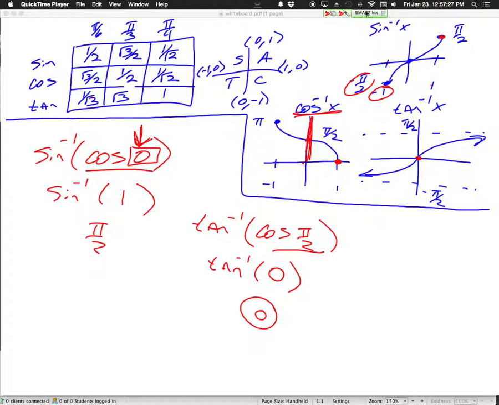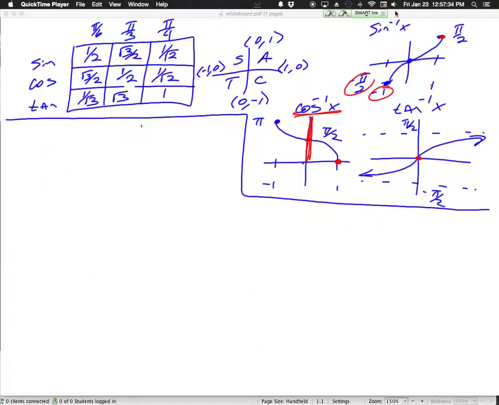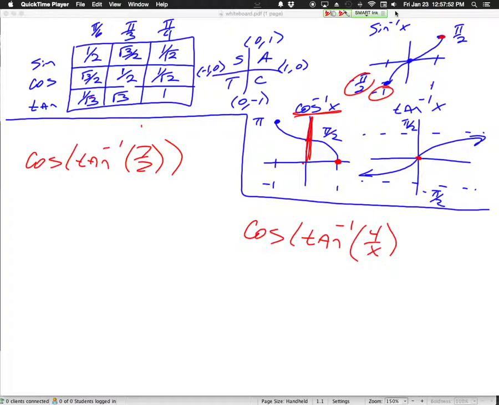All right, we need to get 2 more in real quick before we get out of here. So I'm going to put both of them on the board, and then we'll come back and answer both. Cosine of inverse tangent of 7/2 and cosine of inverse tangent of 4/x.